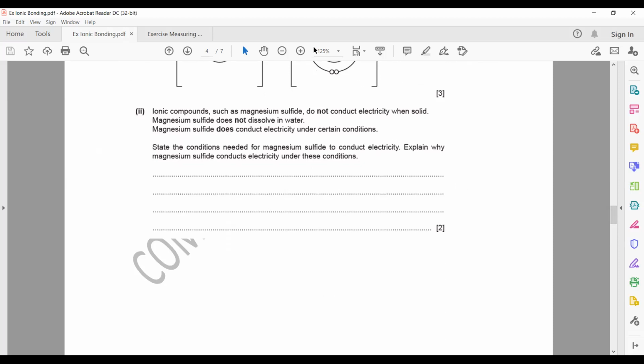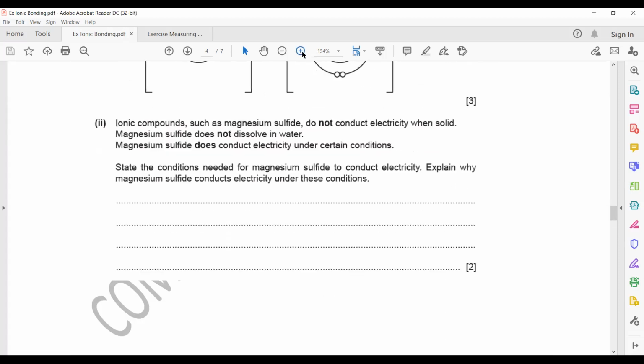Then in the second part, they're asking: ionic compounds such as magnesium sulfide do not conduct electricity when solid, because in the solid state the ions are not free to move. Magnesium sulfide does not dissolve in water. Magnesium sulfide does conduct electricity under certain conditions. State the condition needed for magnesium sulfide to conduct electricity and why it conducts electricity under these conditions.